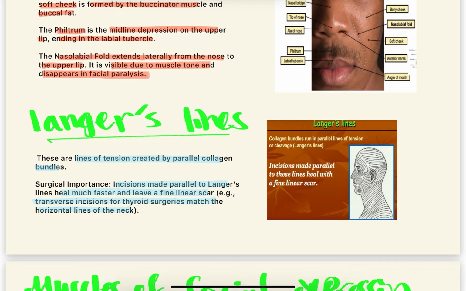Why do we need to do the incision parallel to it? Because we want it to heal faster and we don't want any scars, or we want a fine scar to appear. For example, in the thyroid surgeries, they do transverse incisions, where, for example, in the neck, they do horizontal incisions.